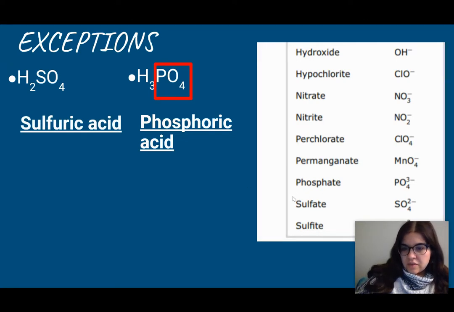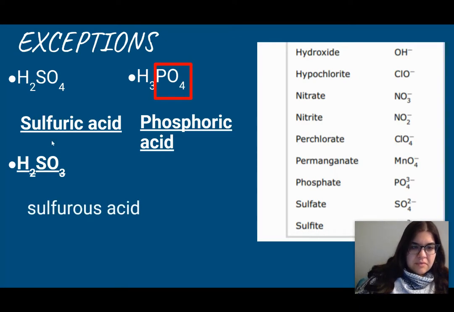So looking at the sulfate, you would think we'd take the sulf, change that "ate" to "ic", and it'd be sulfic acid. But we actually do name the entire element, so sulfur, sulfuric acid. And then H2SO3 also has an exception. So same thing as the sulfuric acid, it's going to be sulfurous acid. So instead of calling it sulfous, it's sulfurous acid. So those are just a few exceptions you would need to memorize.